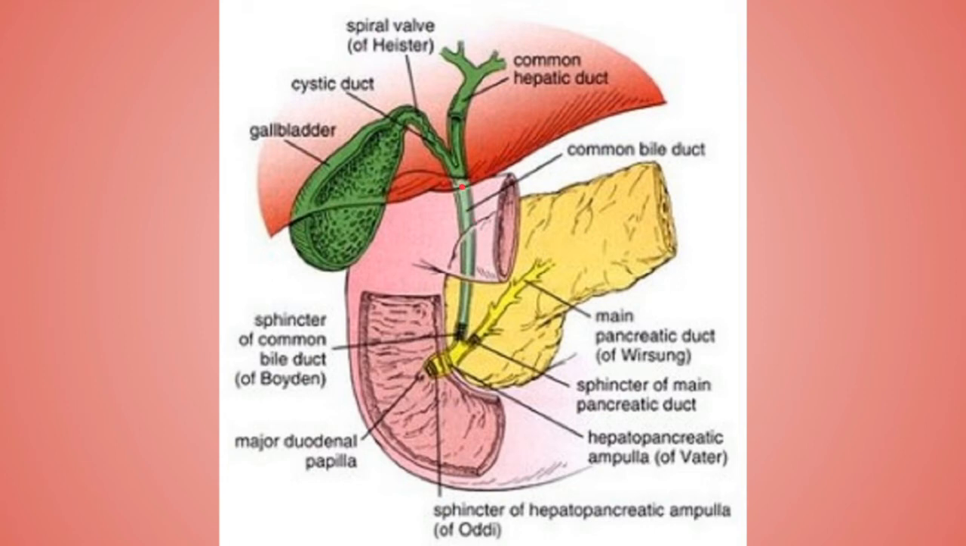Now the next part is the retroduodenal part. This part is present behind the first part of the duodenum. Now the next part is the infraduodenal part. This lies behind, or embedded in, the head of the pancreas, as you can see, embedded inside the head of the pancreas. The fourth part is the intraduodenal part.